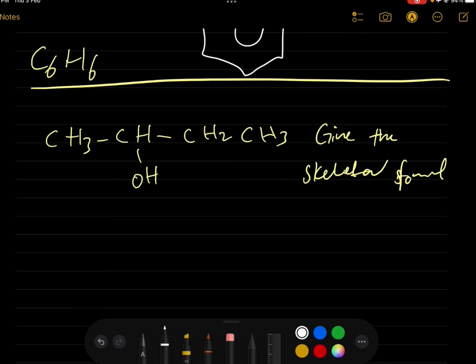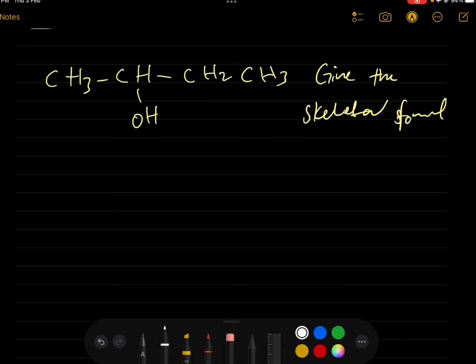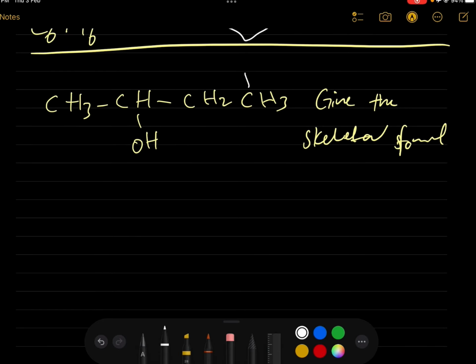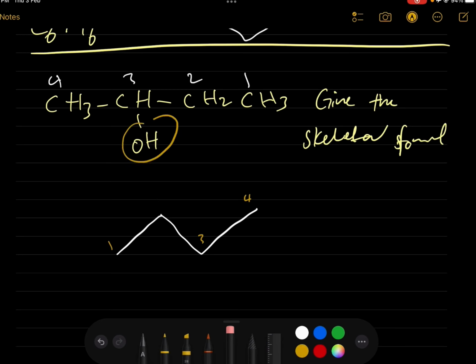Give the skeletal formula. The first thing you should know is you have to count the number of carbons: 1, 2, 3, 4. Great. You have a branch on the second carbon. By the way, you have to put the branch on the top, or on the angle here. It's not correct to draw it straight. You have to put it here or here. It doesn't matter. So in this case, it's here.